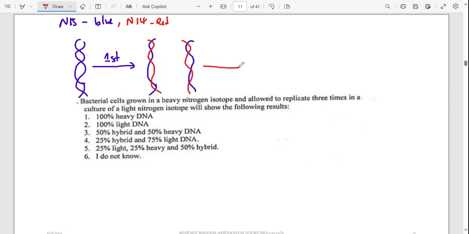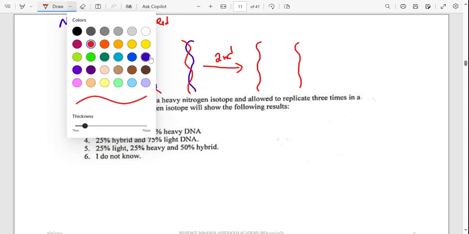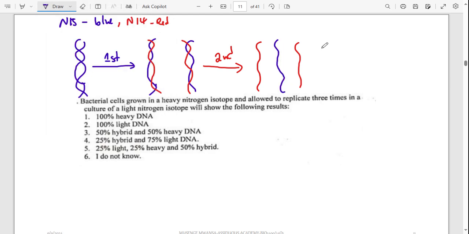And then after that, we are going to do a second replication. For a second replication, all these strands will separate. You can see the red ones there, and then the blue ones have also separated. But because we are still growing our bacteria in nitrogen 14, each strand is going to carry nitrogen 14 as a new strand. So it will look like that. And then after the third replication, what is going to happen? All these strands will separate.